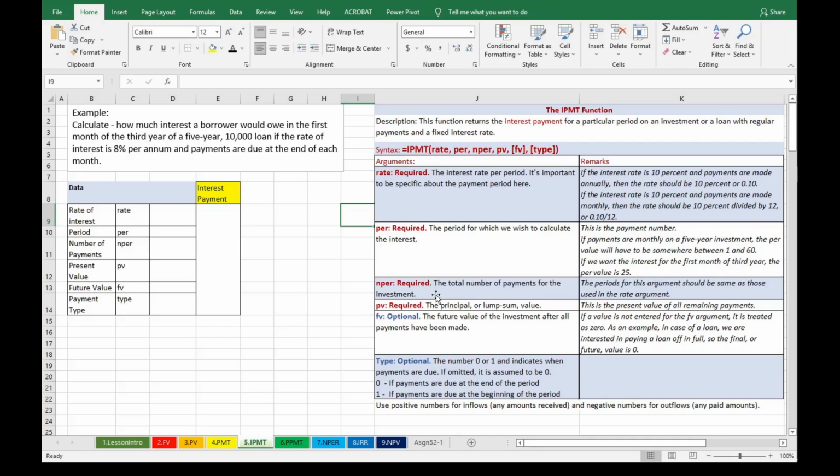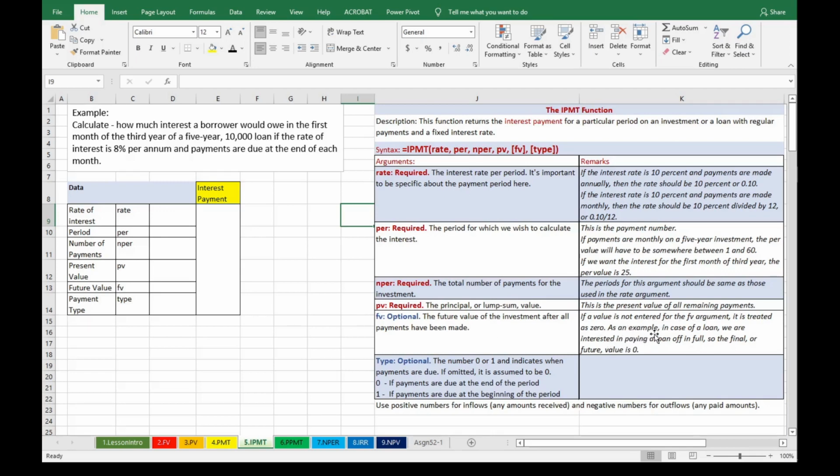Then NPER is also a required argument. This is the total number of payments for the investment. The periods for this argument should be the same as those used in the rate argument. Then FV is an optional argument. This is the future value of the investment after all payments have been made. If a value is not entered for the FV argument, it is treated as 0.